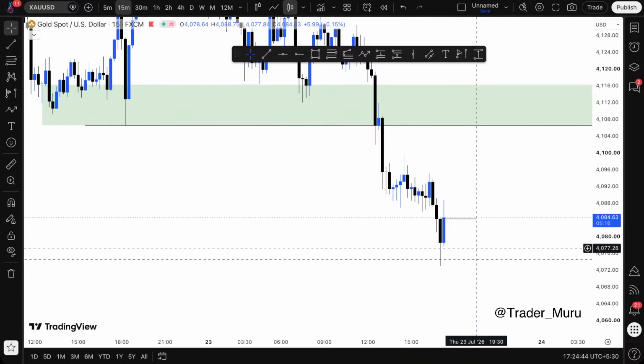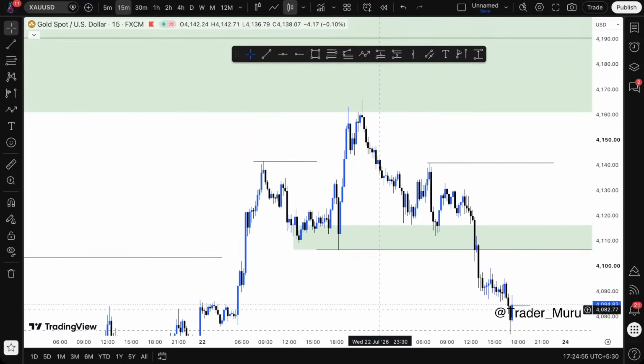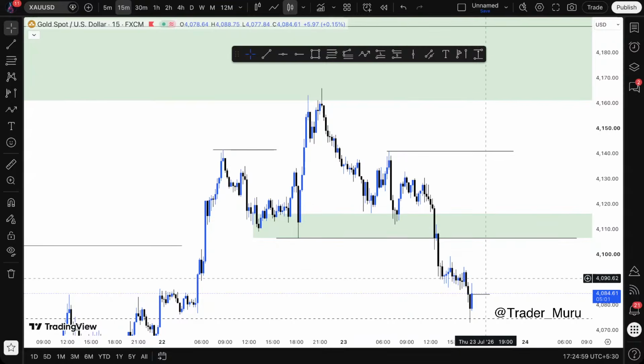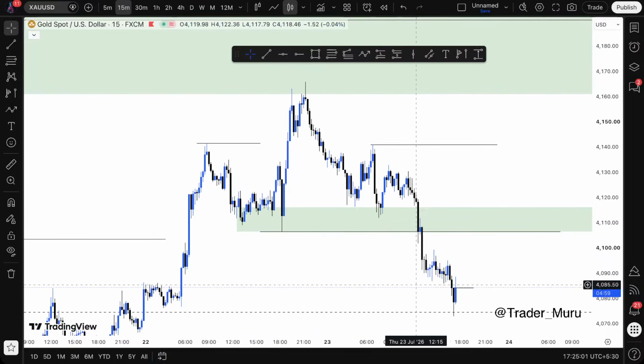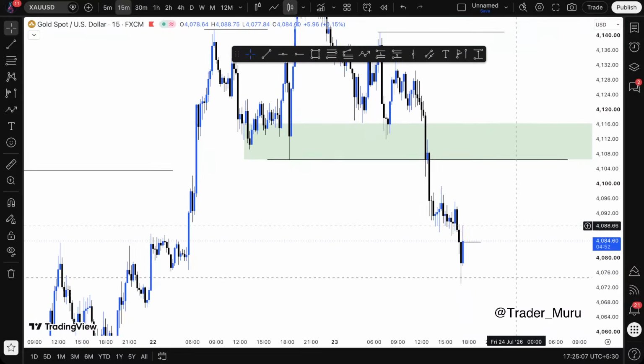Hi, so yesterday you told us when it pumps like that there will be a bloody dump. Yes, we know that, and I have already told you this structure will form if it wants to drop from this area. It will pump, create a two-candle closing back below this low, retest it, and then start dropping again.